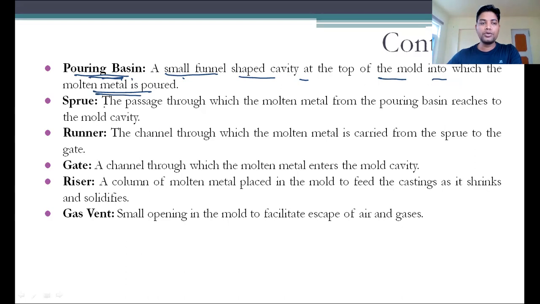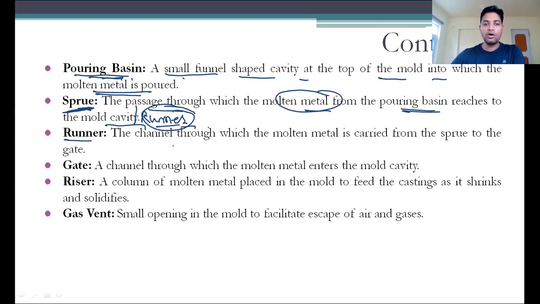Please keep in mind the sprue. After the pouring basin, the sprue is the passage through which the molten material from the pouring basin reaches the mold cavity, or runner also we can say. But since you are not from mechanical engineering, for the time being just keep in mind that after the sprue there is a runner. The purpose of the sprue is just to pass the molten material from the pouring basin to the runner. The runner is the horizontal channel through which the molten material is carried from the sprue to the gate. Fine.